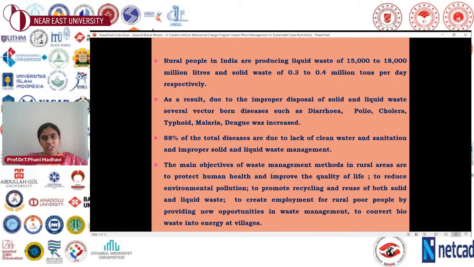So we have several waste management measures, but the main objective is to achieve all these goals in order to provide quality life to the people. So that's why there is a need for waste management.